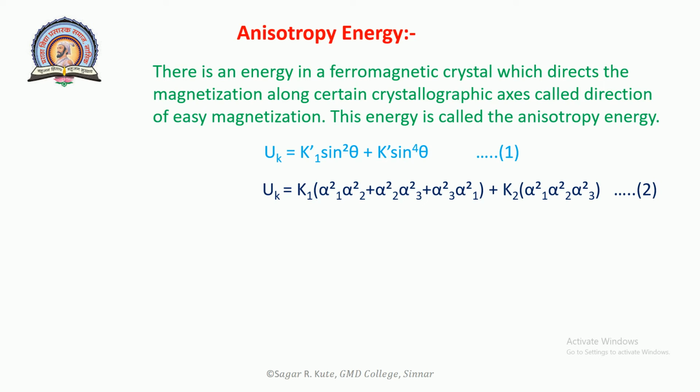At room temperature in iron, K1 is equal to 4.2 into 10 raised to 5 erg per centimeter cube, and K2 is equal to 1.5 into 10 raised to 5 erg per centimeter cube. Now in this topic anisotropy energy has been covered. Now next topic, Bloch wall.